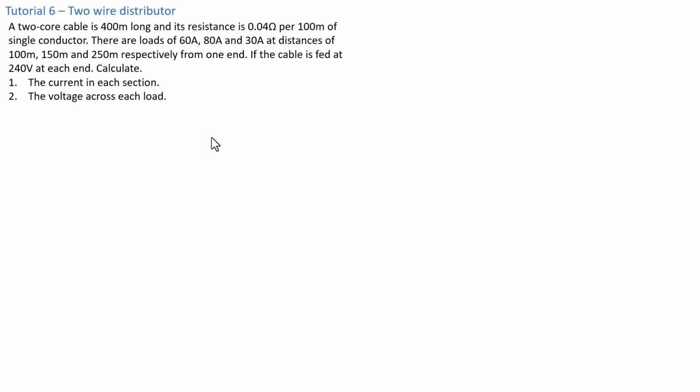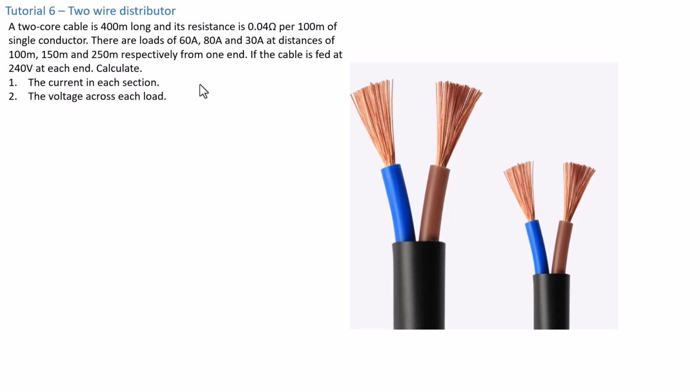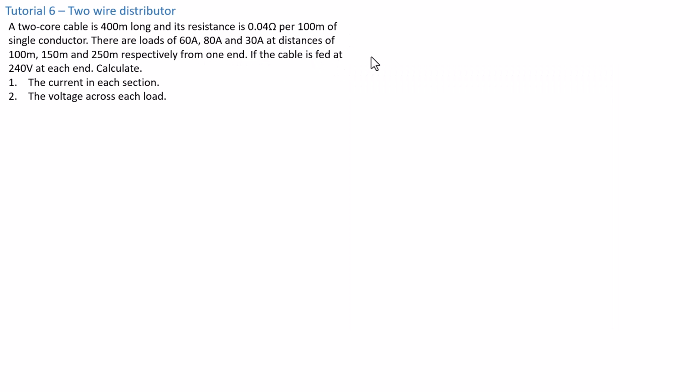In this tutorial number 6, we're going to solve yet another two-wire distributor problem, where the problem statement is that a two-core cable, so that is a cable that only has two wires, is 400 meters long, and its resistance is 0.04 ohm per 100 meters of a single conductor. This basically means, since it is a two-core cable, but the resistance per 100 meters of a single conductor is 0.04 ohm, for a two-core you have to double this value.